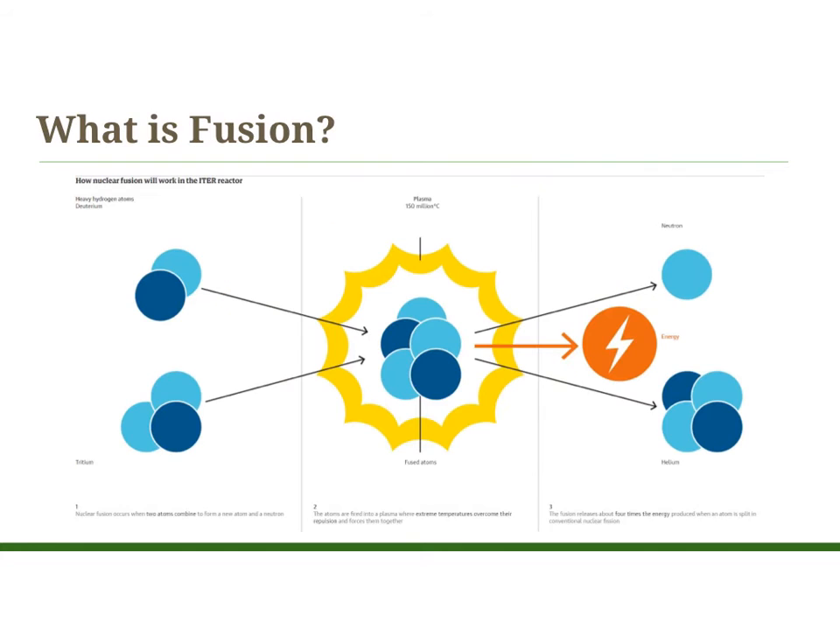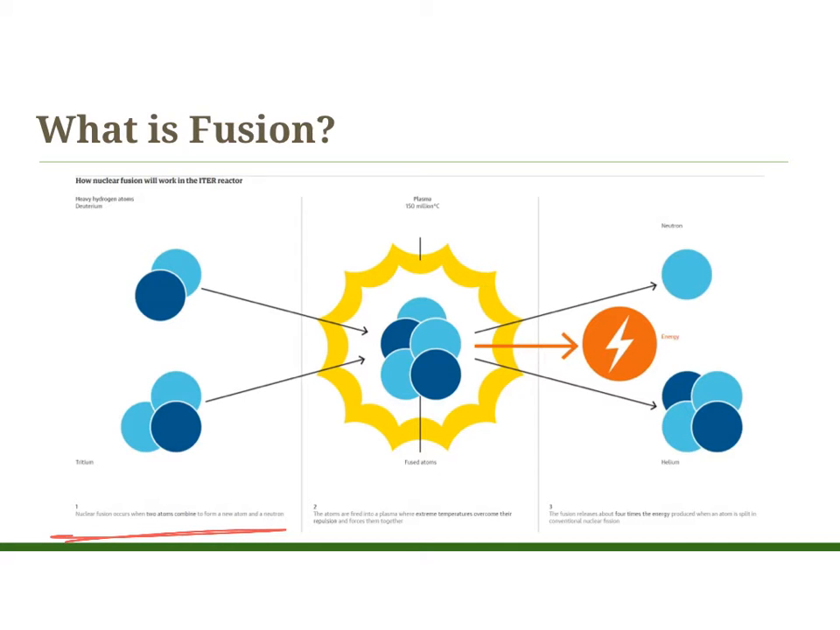Now, there is a picture that we're going to talk about here just a little bit in terms of what fusion actually is. So in the first column here, we have nuclear fusion occurs when two atoms combine to form a new atom, and they usually also happen to produce a neutron. Sometimes they do, or most of the times they do, but sometimes they don't. So here we have deuterium up on the top, which is a hydrogen atom with a neutron, and we have tritium on the bottom, which is also an isotope of a hydrogen atom with two neutrons. When they combine under extreme temperatures, they can overcome the repulsive forces of the two atoms, and as a result of that, they can combine.